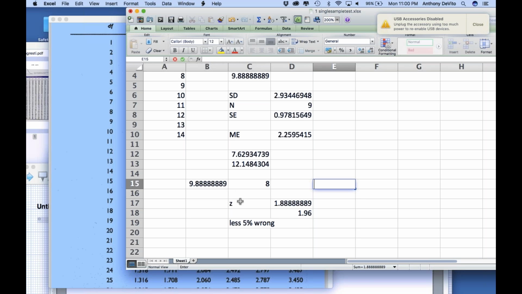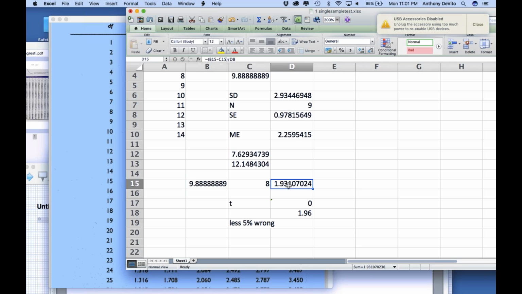Well, what about my t-score? The difference between these two values is going to represent a t-score now, not a z-score. So the mean of my sample group is 9.88. The mean that I'm comparing it to is 8. The difference is equal to 9.88 minus 8 divided by my standard error. Okay, my standard error now is, where's my standard error? Is that. So my t-score is 1.93, right?